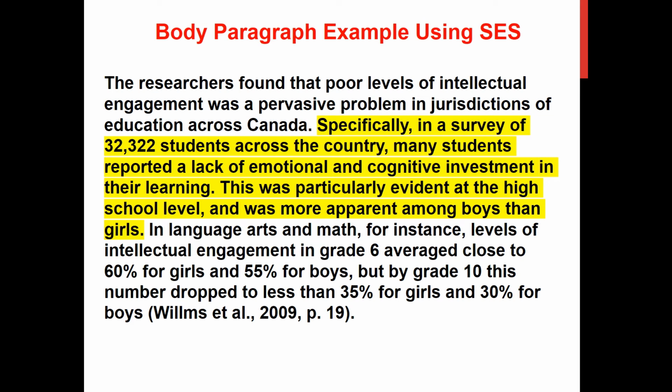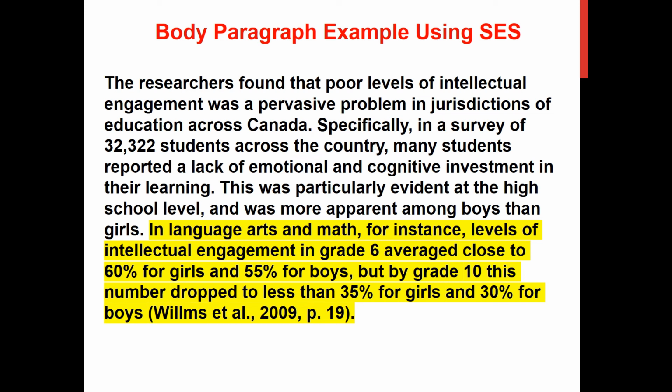So now let's move to the support. And I've written, in language arts and math, for instance, levels of intellectual engagement in grade 6 averaged close to 60% for girls and 55% for boys, but by grade 10 this number dropped to less than 35% for girls and 30% for boys. So you'll notice here at the end I've made a citation, and that's because I'm drawing out particular statistics that come from a particular page, so I need to cite that. I don't need to quote it, but I'm just acknowledging that as a reader, if you want to go back and verify that, you'll need to go back to page 19.